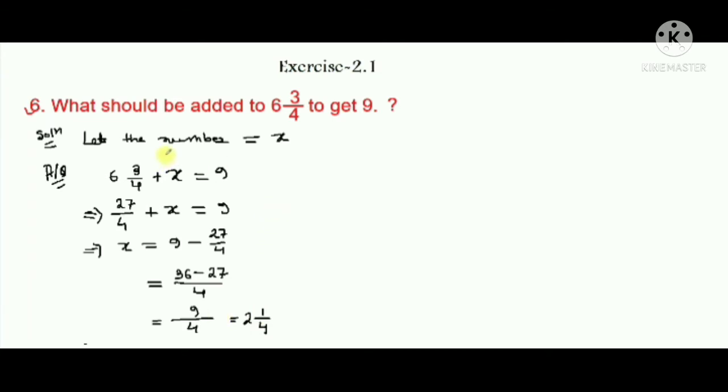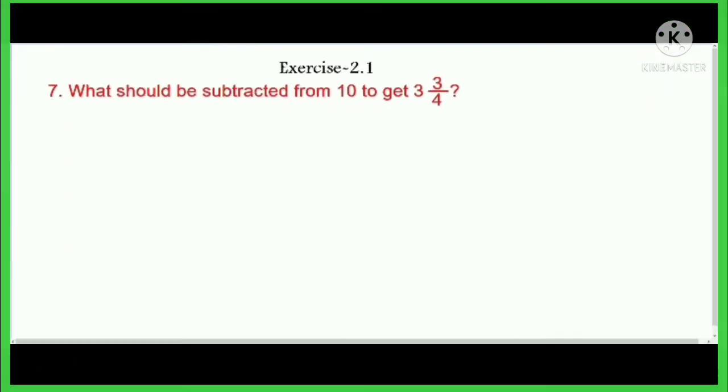So what number will we add? You will get 9 if you add 2 1/4. So this is your answer. In the answer you write, thus we should add 2 1/4. Okay, so this is your answer. Hope you understood.